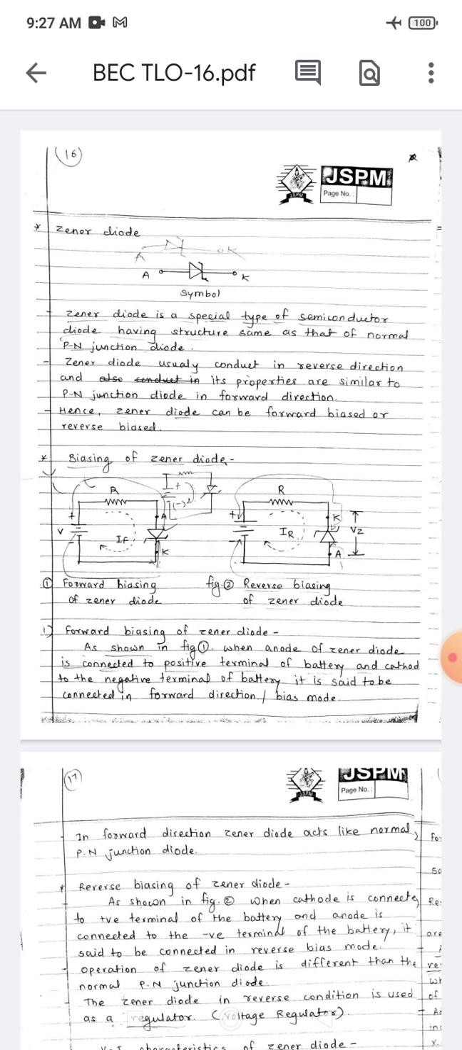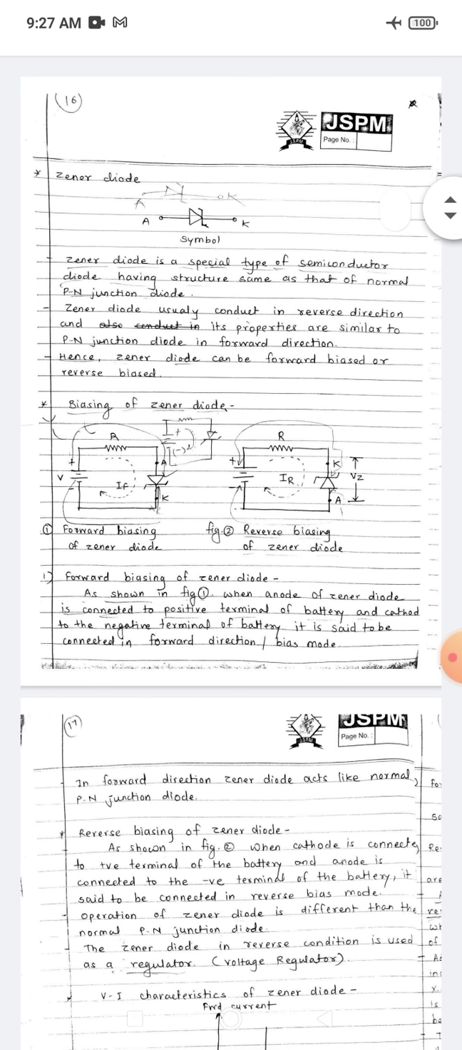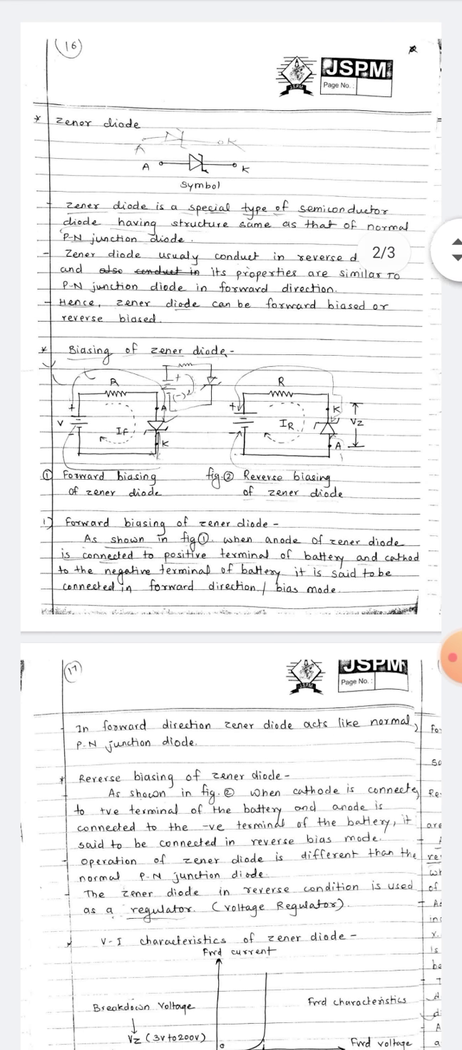So it is also called a reverse bias diode, and its basic property is to provide stable voltage at the output side. That's why it is also used as a voltage regulator. So we can see that the biasing of the Zener diode is shown in the diagram. The positive terminal of the battery is connected to the anode of the diode, and the negative terminal of the battery is connected to the cathode of the diode, which is called forward biasing of the Zener diode.